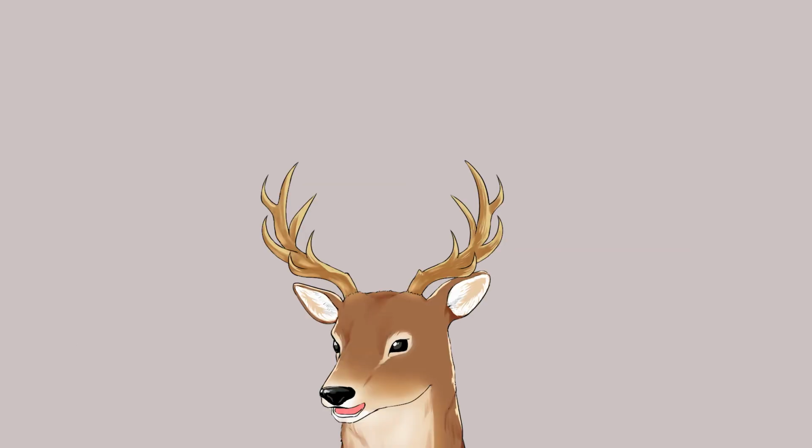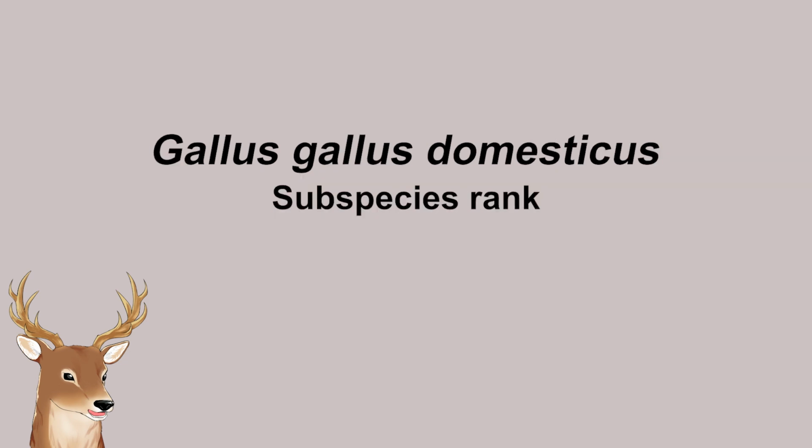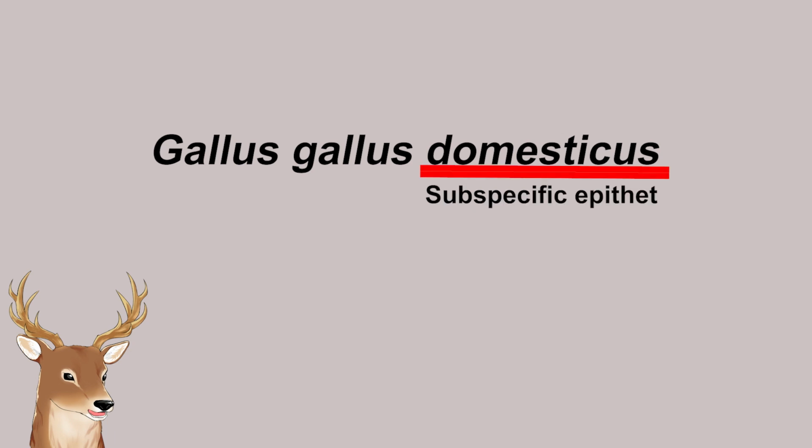Alright, moving on. When writing a species with a subgenus, the subgenus name is written after the generic epithet, but in parentheses. For subspecies, an extra word is written after the specific epithet, with the same rule as writing a specific epithet. This is the subspecific epithet.